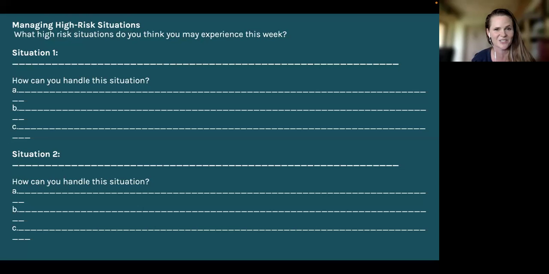So it's just: what's the situation that you think you might experience this week that'll be difficult, and how can you handle this situation? They have the advantage here of talking through this with you in the safety of your office. They're benefiting from you having extra perspective, although you want to make sure that what they come up with is going to be accessible and appealing for them.